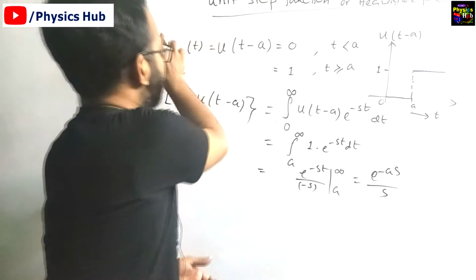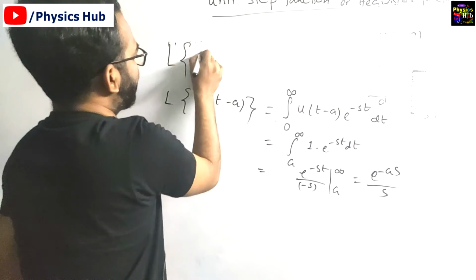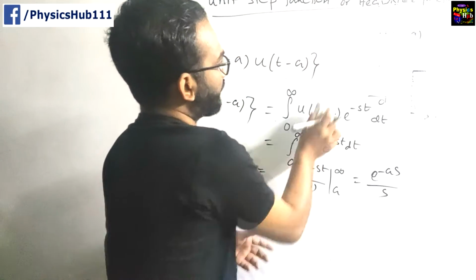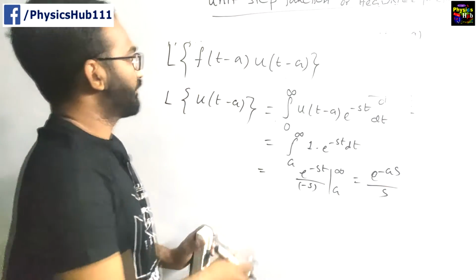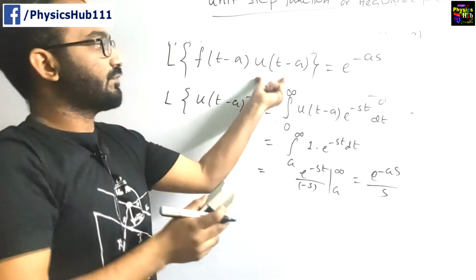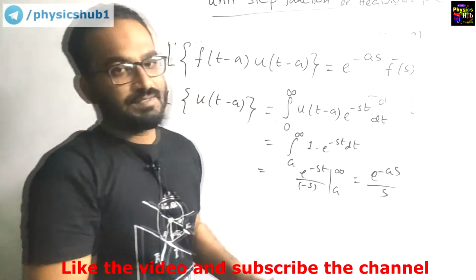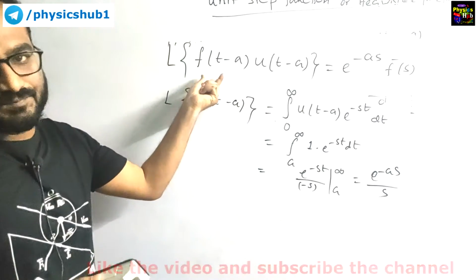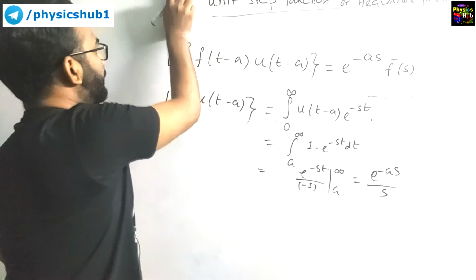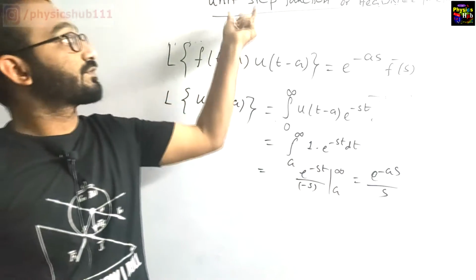Now what will be the Laplace transform if you consider a function like f of t minus a times u of t minus a? The Laplace transform in this case will be e to the power minus as times f bar of s, where f bar of s is the Laplace transform of f of t. So it's like shifting of origin. Understood? These two formulas are very important to solve any problem involving unit step function and Laplace.